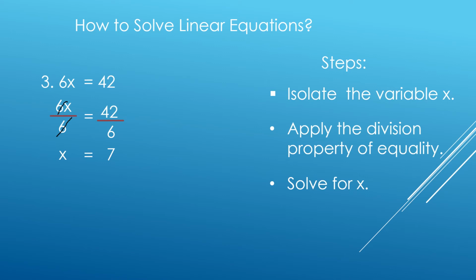So take note, if there is a number greater than 1 beside the variable, it means that you are going to apply the division property in order to get rid of that number, or in order to make that coefficient equal to 1. Okay? So x is equal to 7.